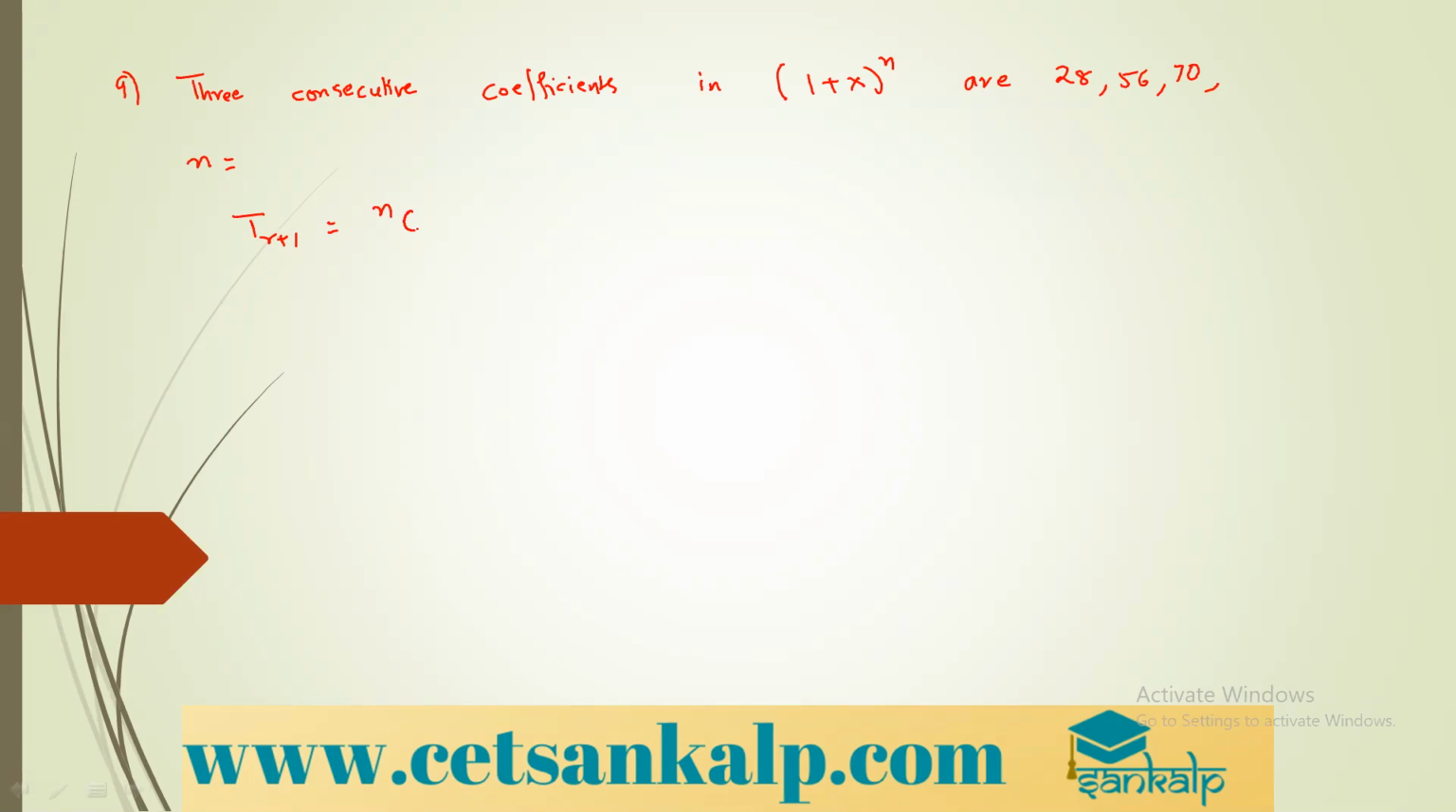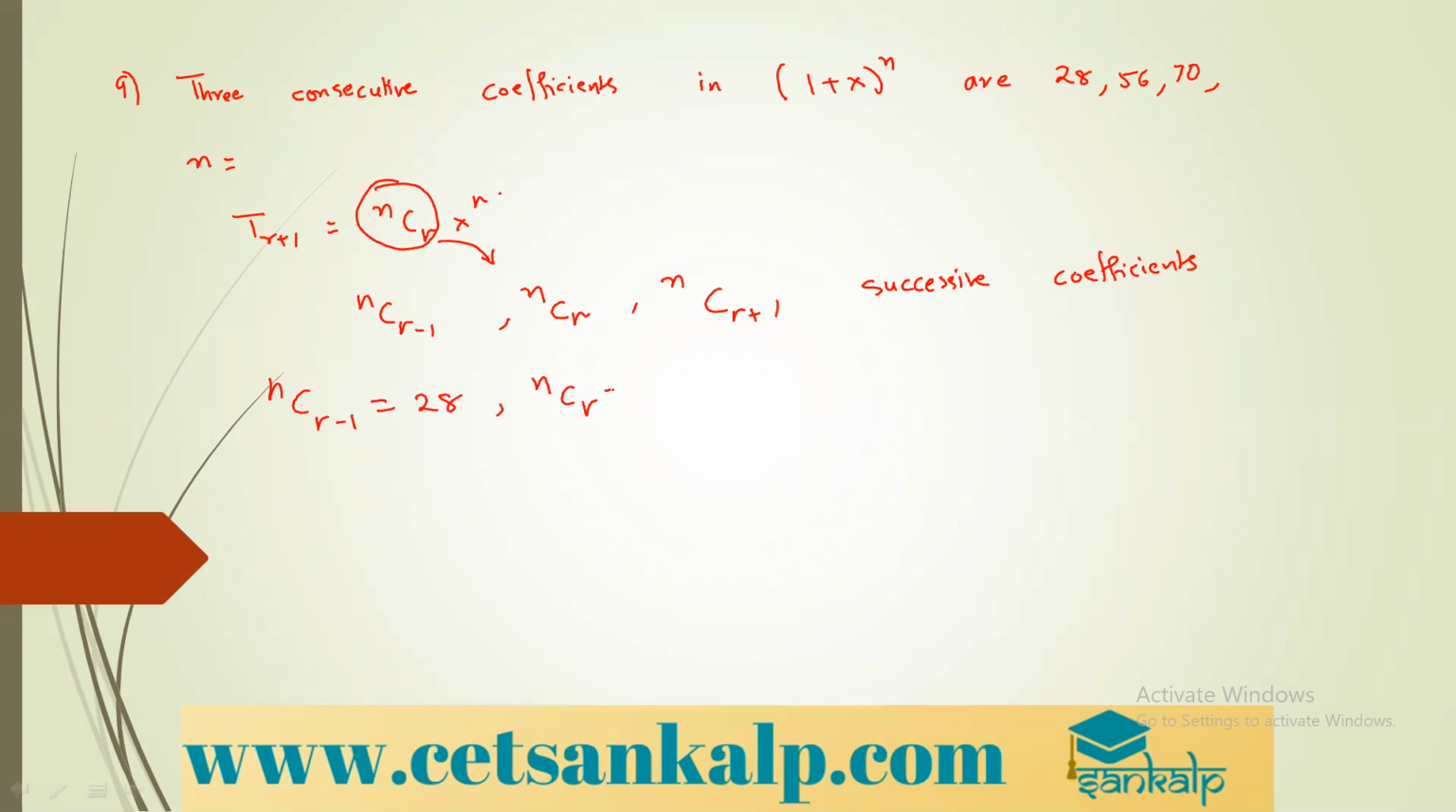Because we have to take 3 consecutive coefficients, we will take nCr in the middle, before this nCr minus 1 and after this nCr plus 1. These 3 are successive coefficients which come one after the other. So I can take nCr minus 1 as 28, nCr as 56, nCr plus 1 as 70. Now using these 3 equations, we can find n.